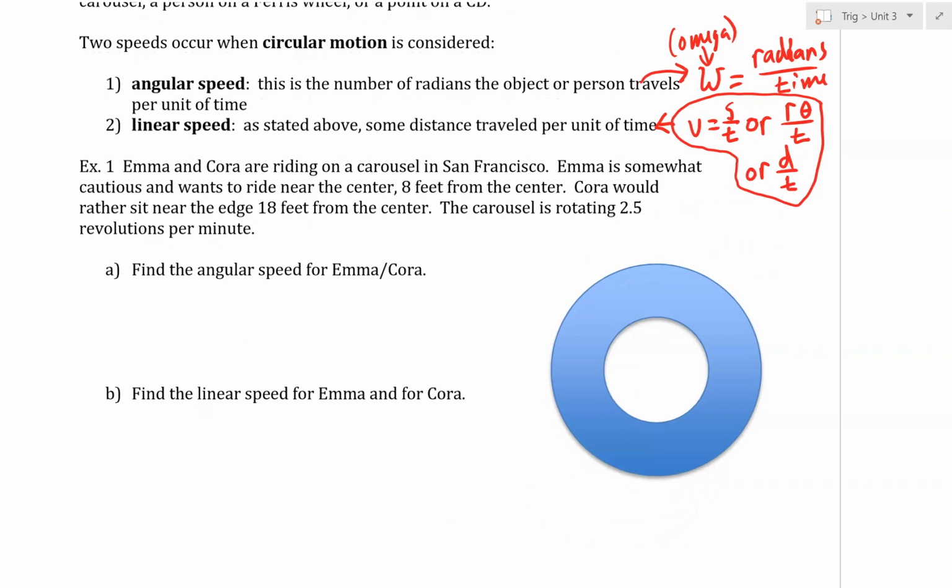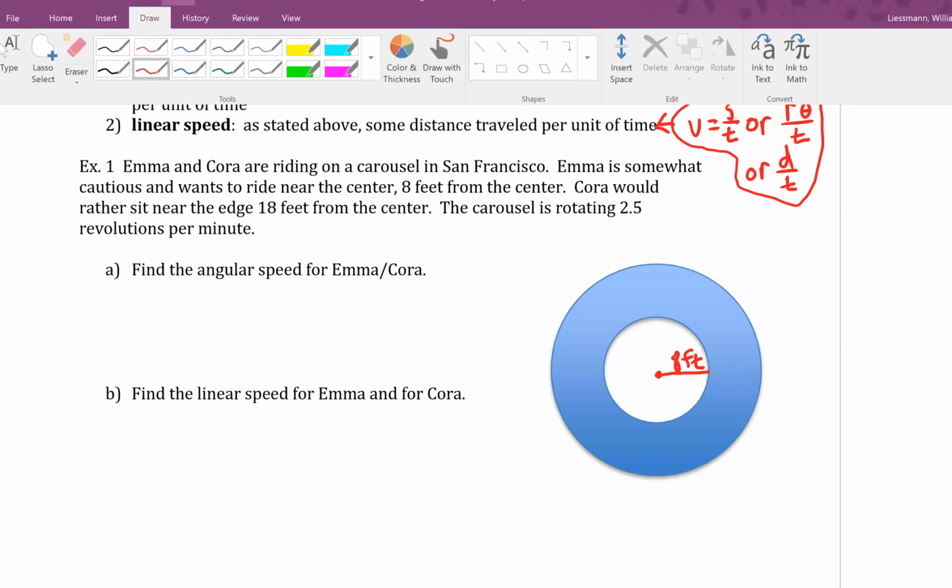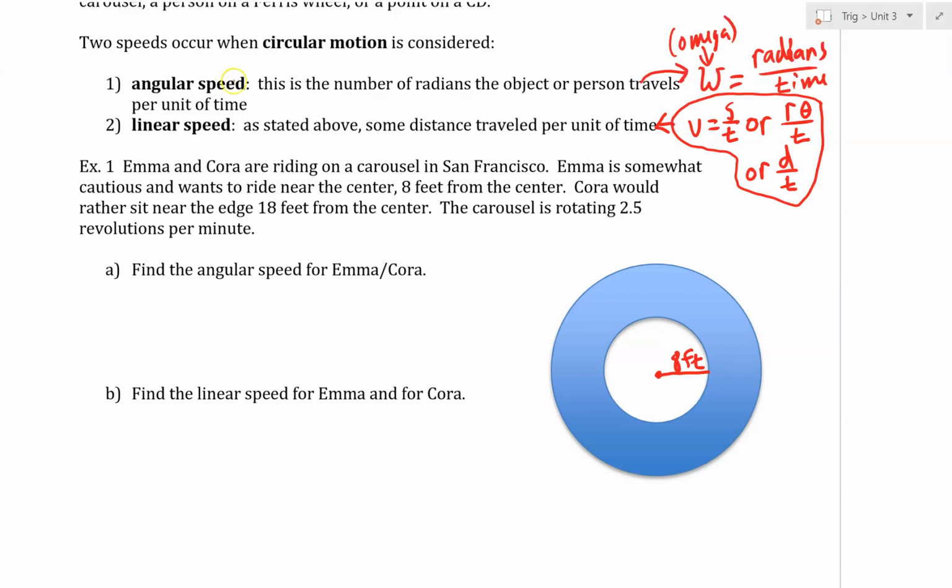So let's talk about this. Emma and Cora are riding on a carousel in San Francisco. Emma is somewhat cautious and wants to ride near the center, 8 feet from the center. So here is 8 feet. And then Cora would rather sit near the edge, 18 feet from the center. So she is sitting, if we go along that same line, way out here. So this whole thing is 18 feet, and it would be everything from here to here.